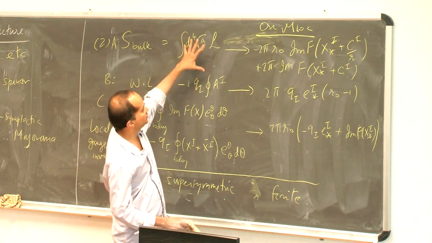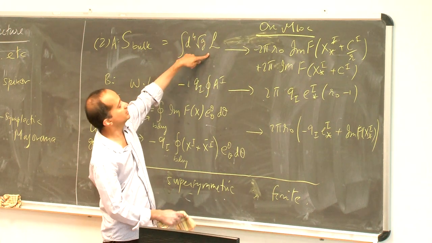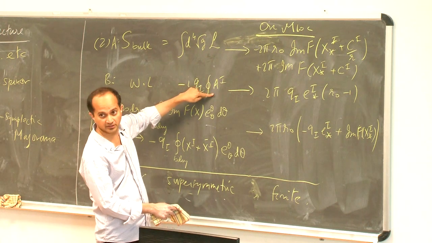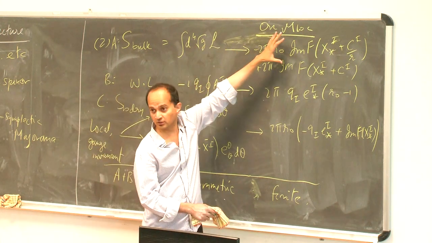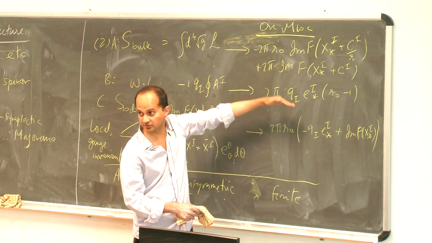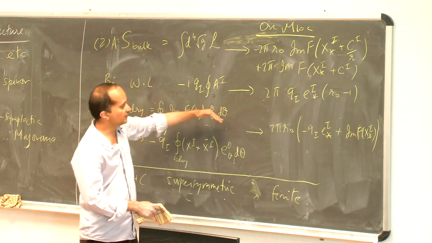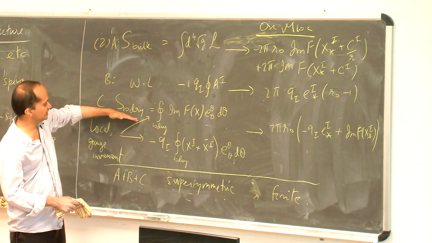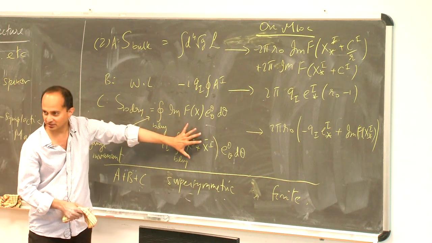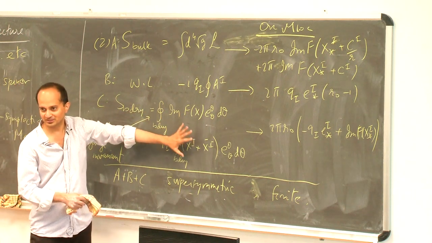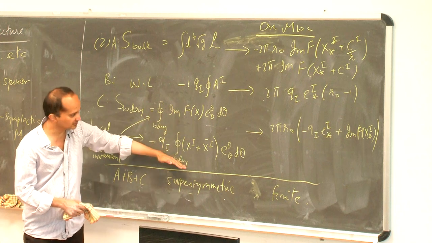And these are local. This is a local gauge invariant expression. This whole thing is gauge invariant. When you evaluate it on this localization manifold, you get these expressions which I wrote down on the board. And then the same thing is true of the S boundary. S boundary, this is the part I didn't write, has a local gauge invariant expression. Okay, here it is.